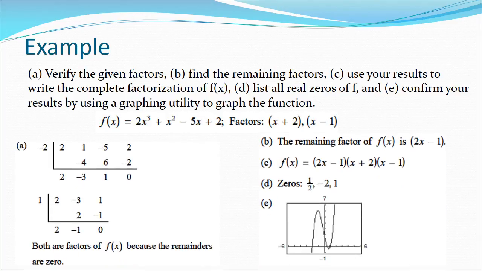All right, so we divide by negative 2 first, and we see we get a remainder of 0, which works. We divide by 1, we get a remainder of 0, and what's left is 2x minus 1. So we have x plus 2 times x minus 1 times 2x minus 1. Our zeros are 1/2, negative 2, and 1, and we can confirm that on the graph.